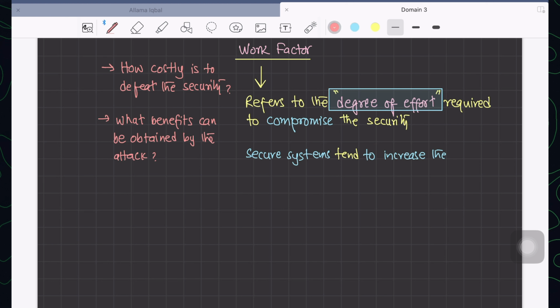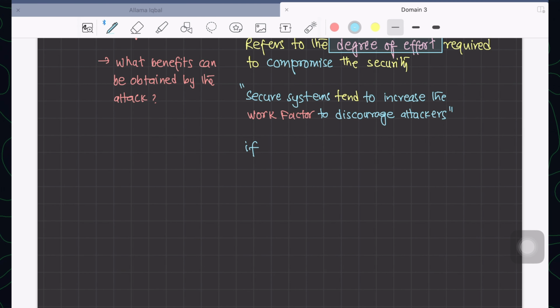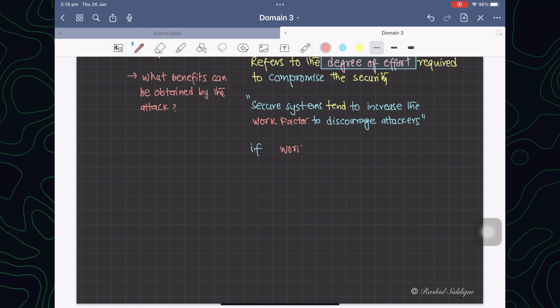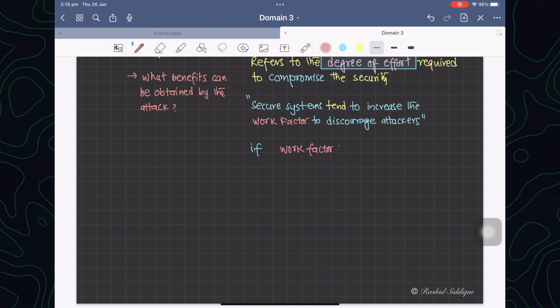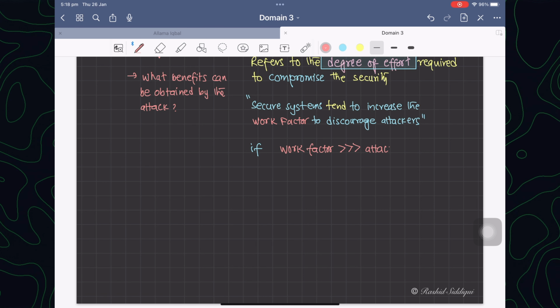A secure system tends to increase the work factor to discourage attacks, right? So if the work factor is more, then attackers will be discouraged. One example is cryptographic algorithms. If you have a smaller key size, it means you have a small work factor. It can be decrypted in a small time. But if you have a big key size, then the effort required to decrypt a message using a cryptographic algorithm increases, increasing the work factor, and that will discourage any attacker from attacking the system, right?